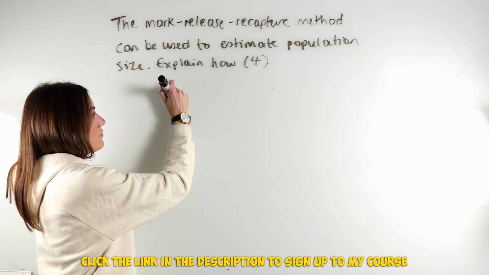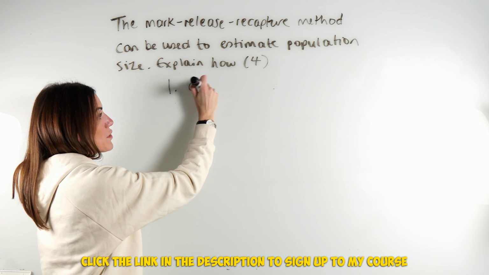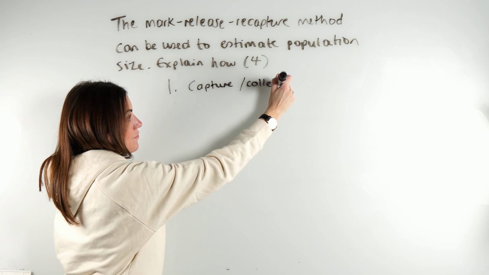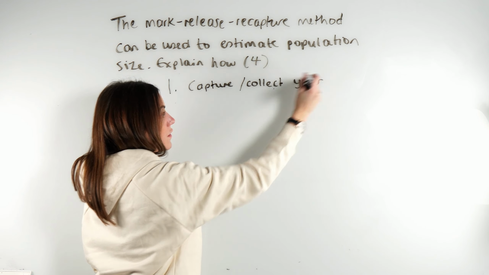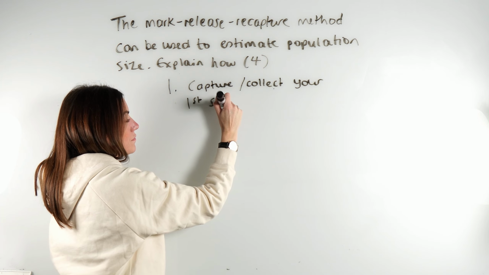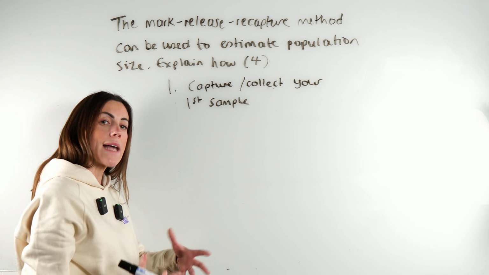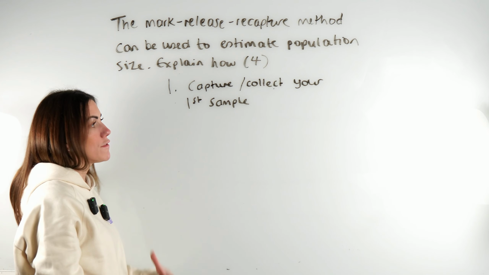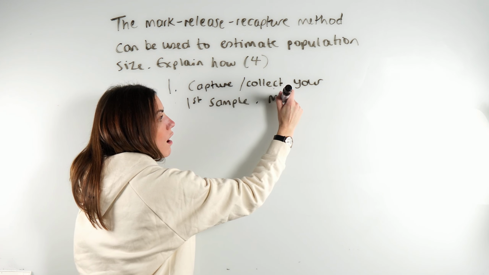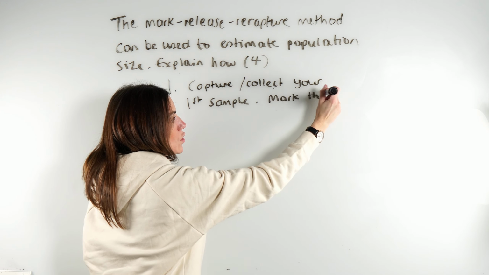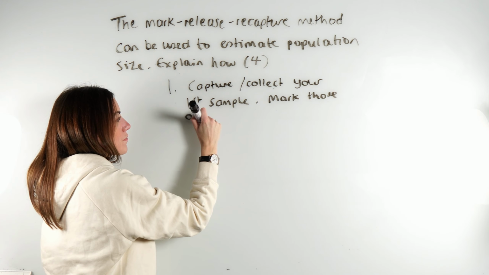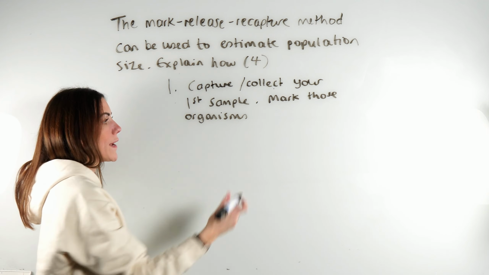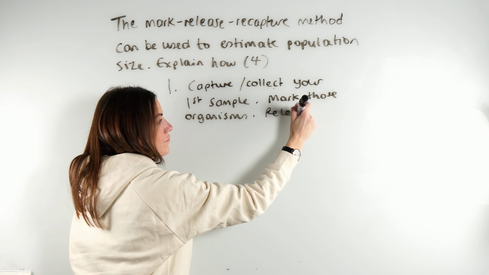First thing to say is you would capture, or you can say collect, your first sample. So for example, you'd set up little mammal traps or you'd use fishing nets to collect or capture your first sample. You would mark those organisms in some way. So you'd physically mark them in some way, and then you would release them.